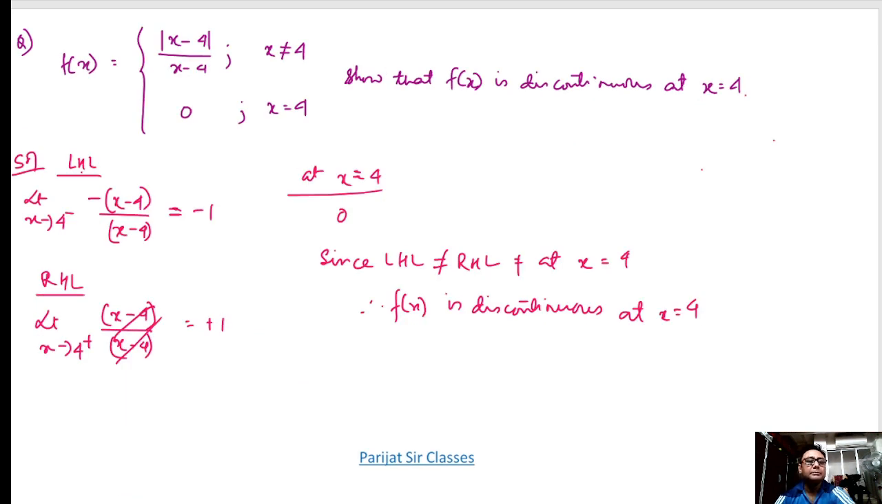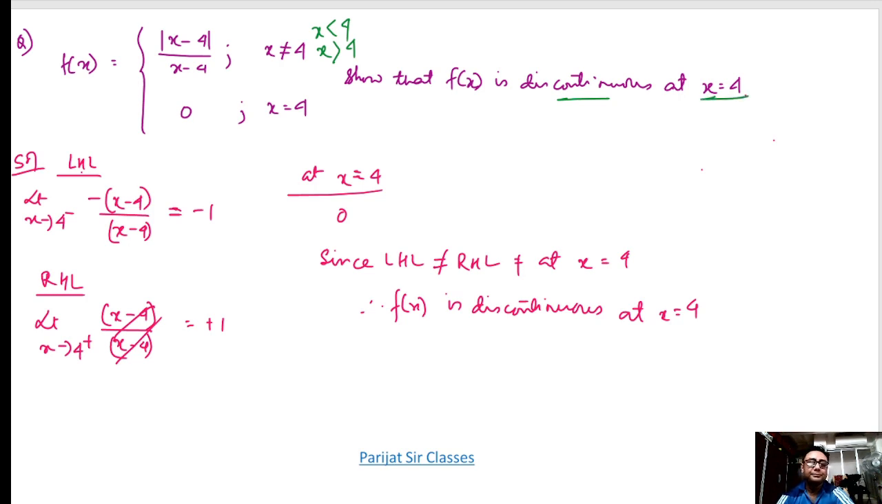Let's see the next sum. f(x) is given like this for x less than 4 and greater than 4. Show that f(x) is discontinuous at x equal to 4.